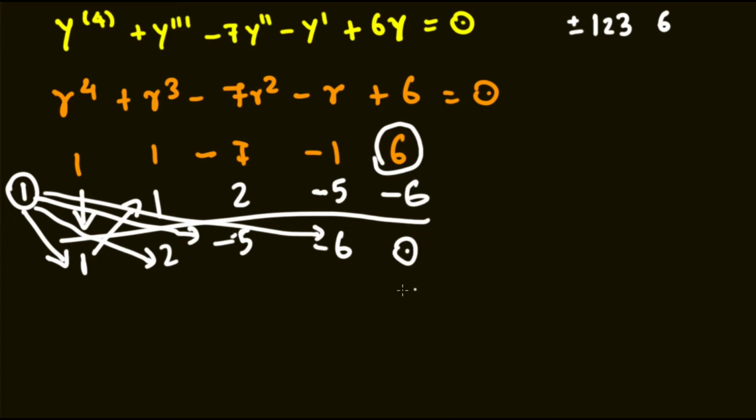So whenever we are getting 0, it means this is one of the solutions. So this is correct. So we can say r minus 1 is equal to 0 is a solution. So r is equal to 1. We found one of them. So whenever we do that, we can reduce the order.